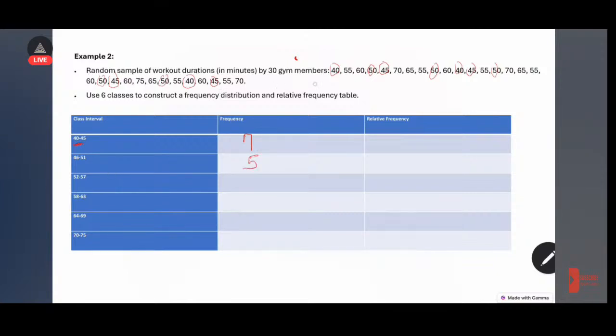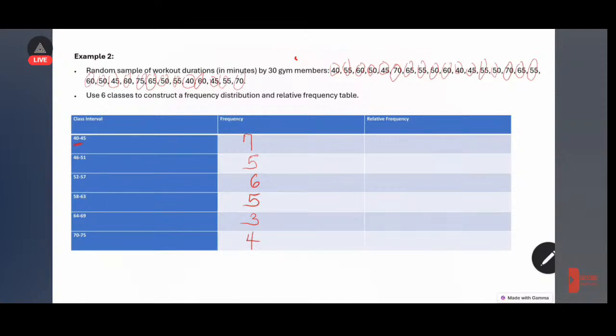From 52 to 57. Here we have 1, 2, 3, 4, 5, 6. So here we have 6. 58 to 63. We have 1, 2, 3, 4, 5. 64 to 69. 1, 2, 3. And 70 to 75, we have 1, 2, 3, 4.